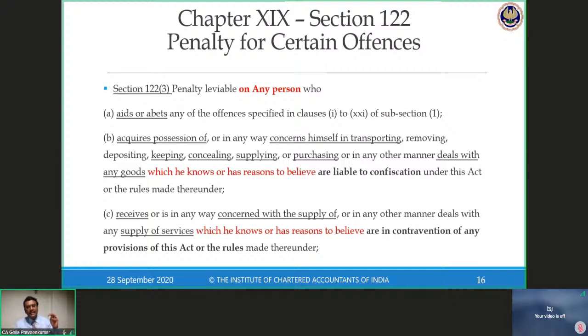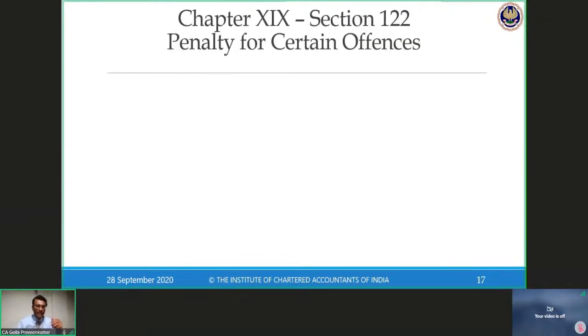Next, receives any goods or deals with supply of services. Now, point C is a theoretical provision. Practically, I don't see the possibility to invoke it, where they say if you have received services which you have reason to believe are in contravention of the GST law, then you, being a recipient, will be held responsible for committing an offence.